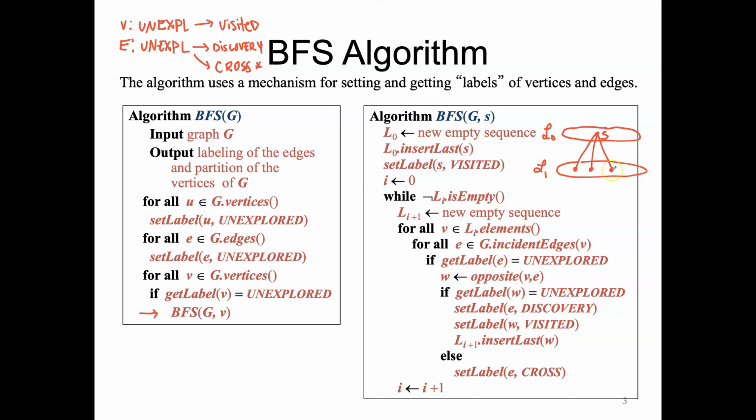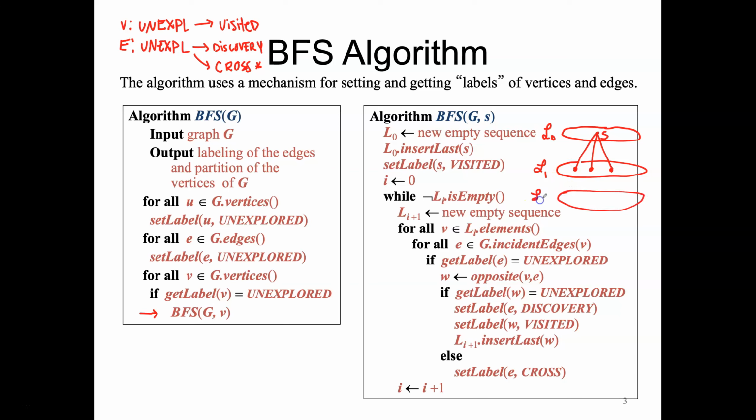As soon as we add a vertex to a layer, we mark it as visited, and then we appropriately set its edge to be either a discovery edge if this edge was leading to a vertex that we had not yet marked as visited, or we mark it as a cross edge if this edge is leading to a vertex that we had already visited. Now that we've formed this layer 1, then we're going to take this layer and use it to form the next layer.